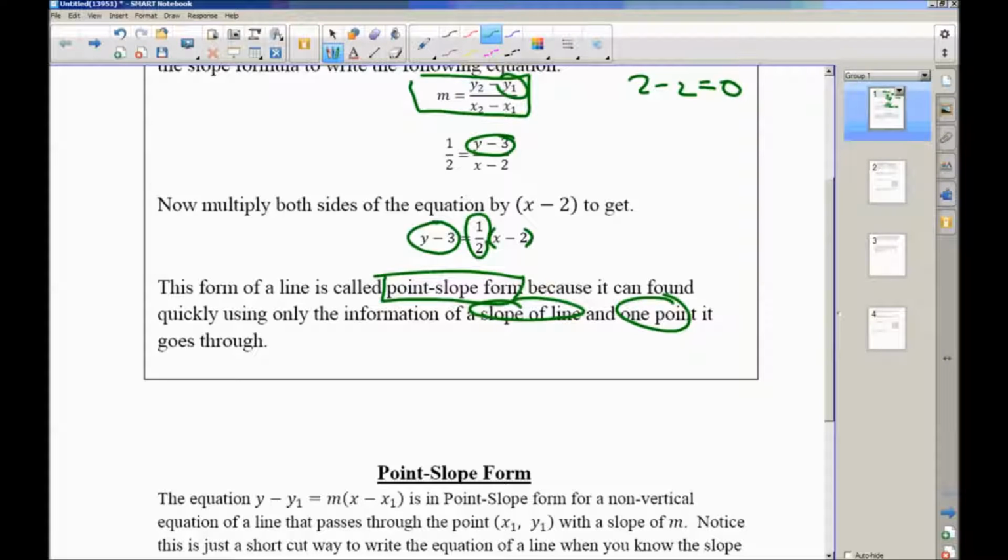Okay. So for instance, same problem here. If we knew the point (2, 3), and we knew the slope 1/2, then we could get this really fast. It's just going to be y minus the y coordinate, which is 3, equals the slope times x minus the x coordinate, which was 2. Okay. The point slope form of a line.